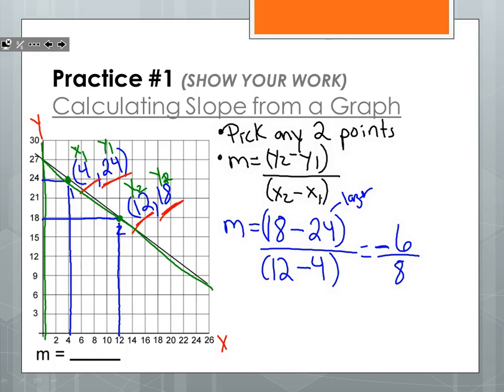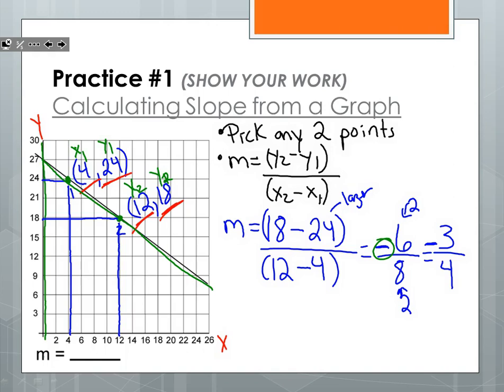So I want to simplify it. 1, of course, can always go into every number, but let's look at 2. 2 can go into 6 and 2 can go into 8. What about 3? Well, 3 can go into 6, but 3 does not go into 8. Look at 4. 4 can go into 8, but 4 can't go into 6. So I'm going to stick with 2. 2 can go into 6 3 times, and 2 can go into 8 4 times. Oh, but look what I forgot. I've always got to bring over that negative. So my slope is negative 3/4.